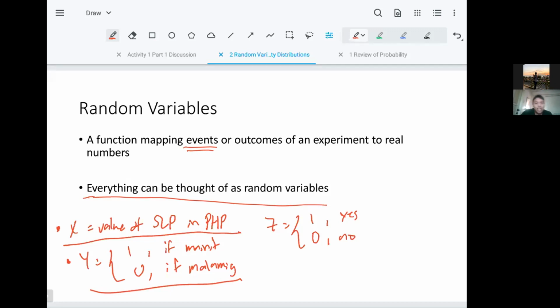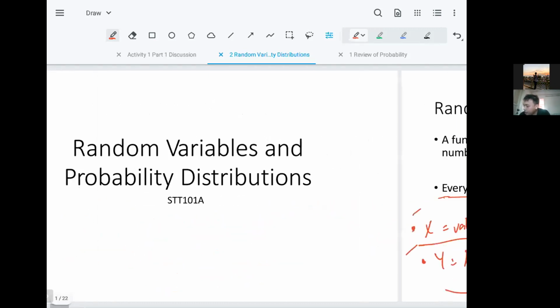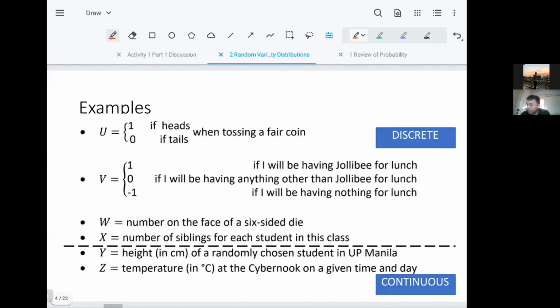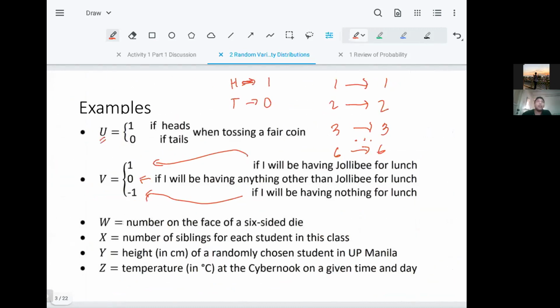And so everything can be thought of as random variables. Okay? We'll make sense of them later, more later pa. Yan. Establish na lang natin na yan. Basta nag-a-assign tayo ng real number sa events, random variables. Sige, next. How do we classify random variables?